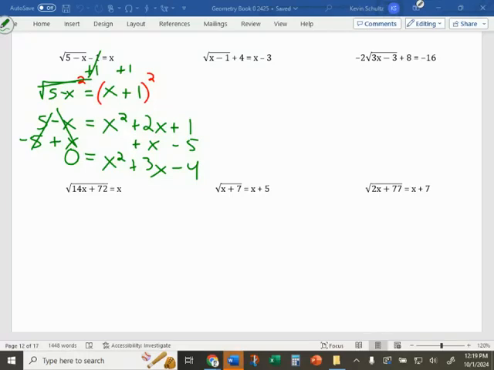I recommend getting to this point on this page, but then going to the blank page over to do the rest of the work. Just kind of keep things organized. I want to erase this, and we'll pick it up from the top with x squared plus 3x minus 4.